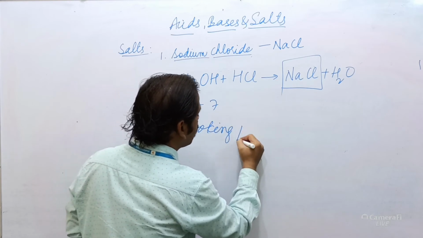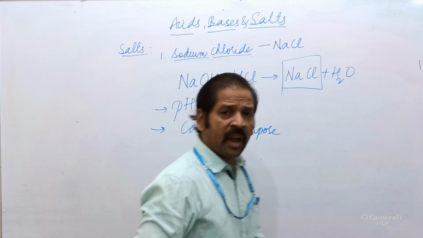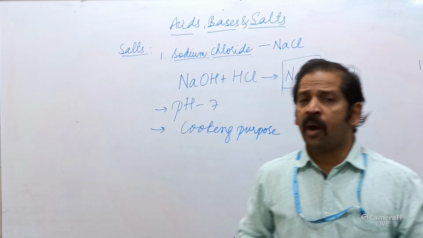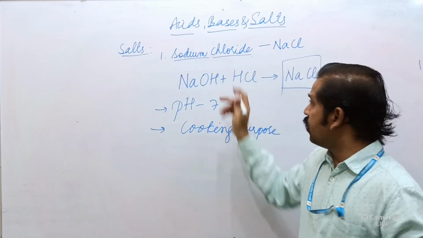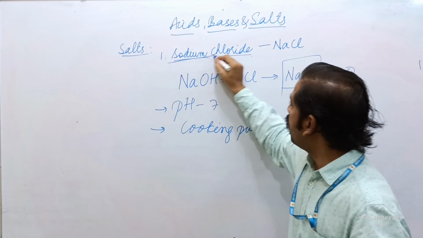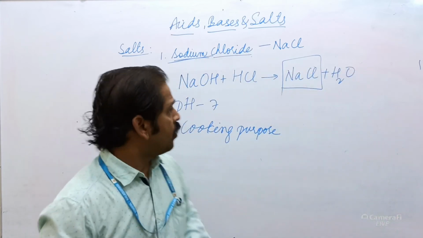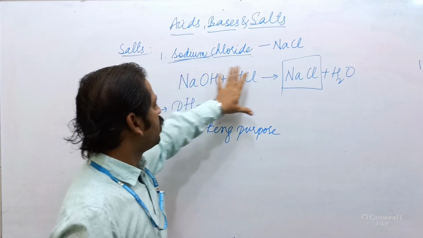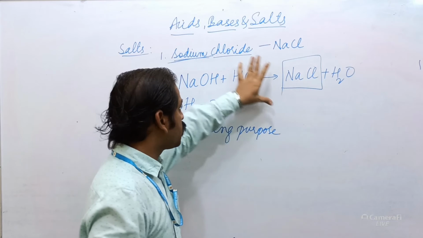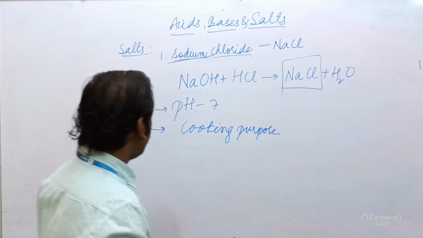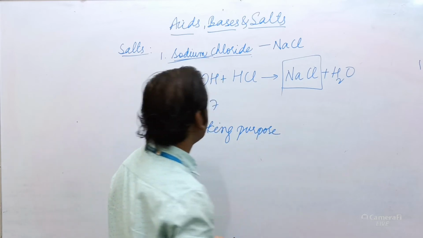Usually for cooking purpose, we are having a lot of byproducts of this sodium chloride. Not the sodium chloride itself, the aqueous solution of sodium chloride is also called brine. Yes, the pH value is 7, and it is used for cooking purpose.